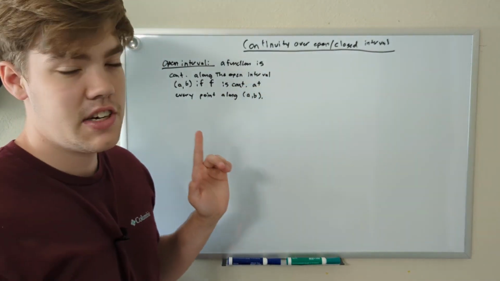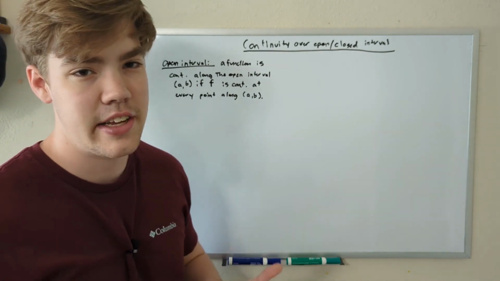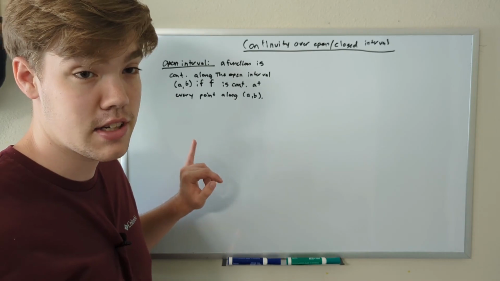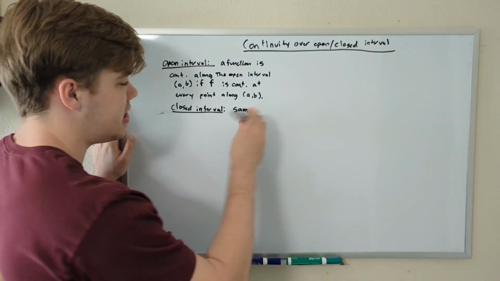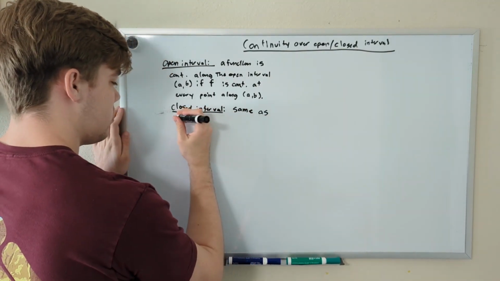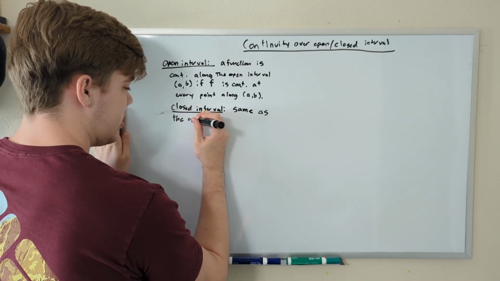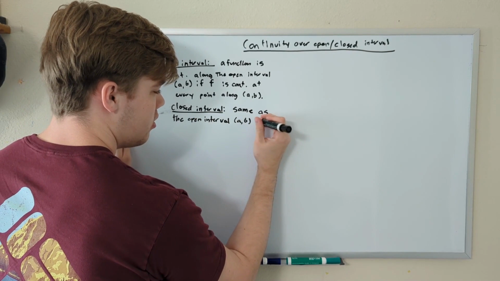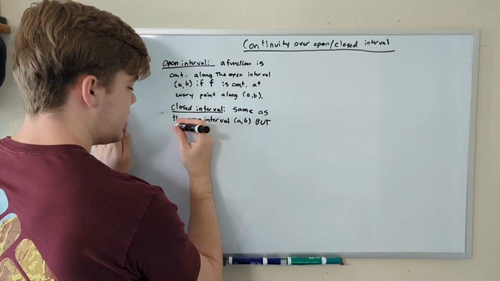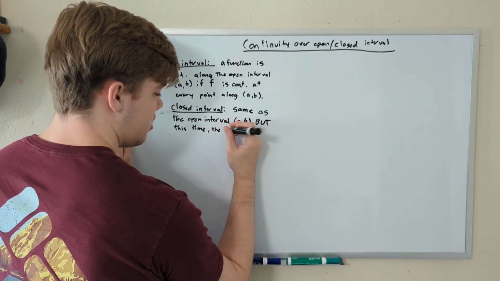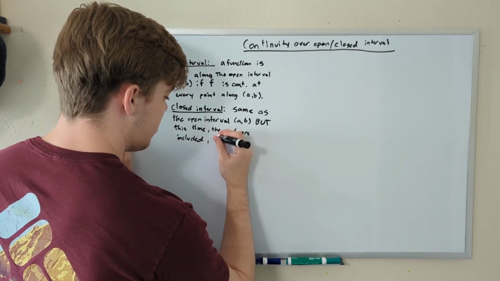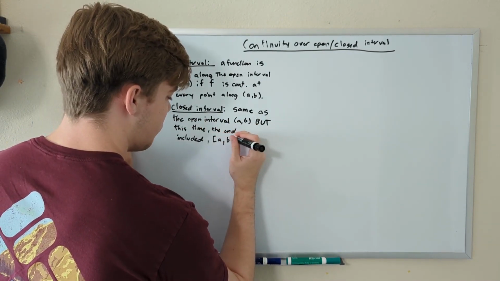Now, I won't lie, this definition is not very intuitive. It tells you it's continuous if it's continuous, but this will make a little more sense when we do examples. But first, let's talk about the closed interval. The closed interval is the same as the open interval, but, of course, there is one main difference. As the open interval, a, b, but this time, the endpoints are included. And this is also denoted as a, b with brackets.